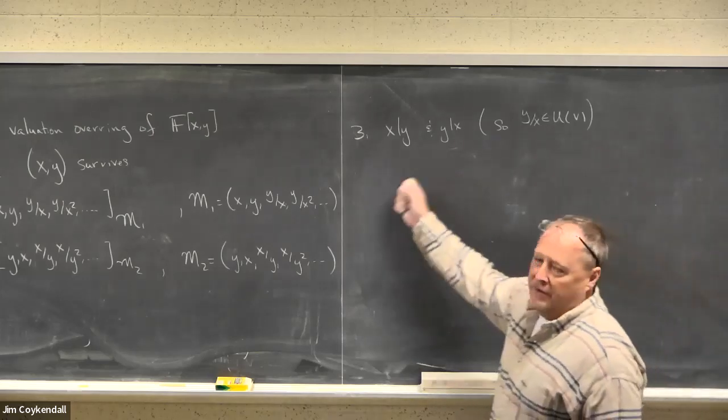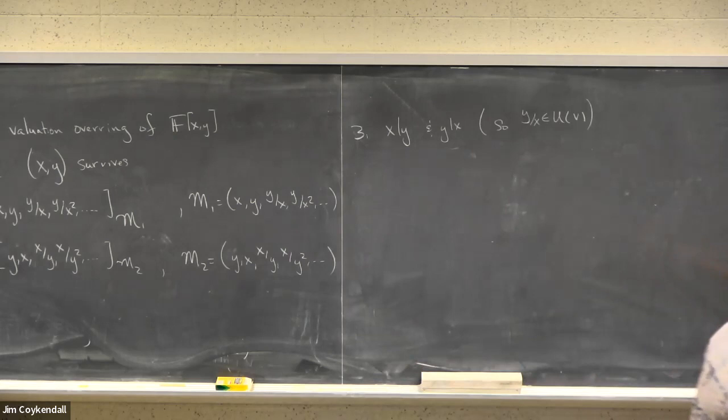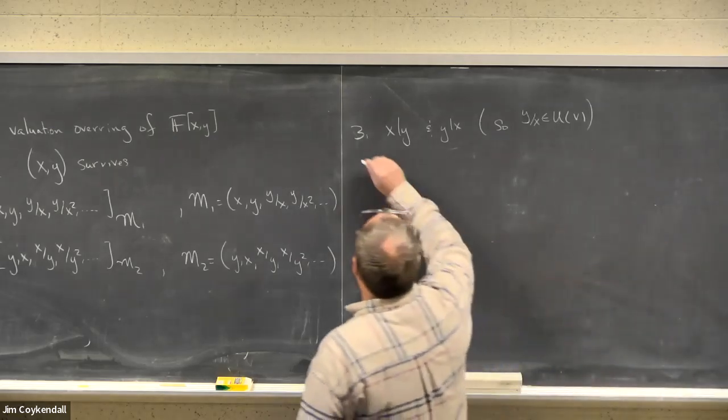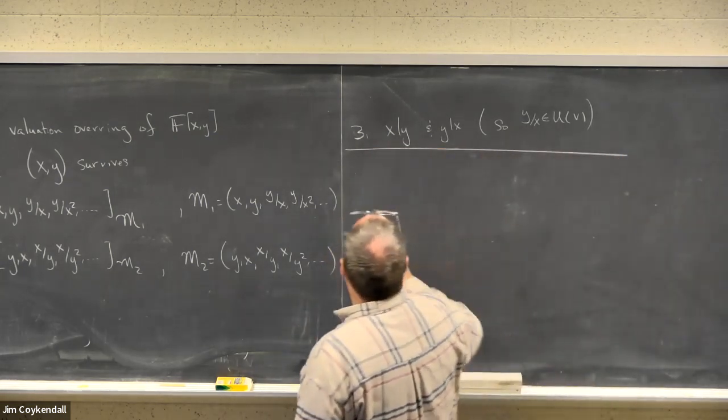In none of these cases are these valuations a localization, right? So this is a very strong condition here, that every valuation overring means, in fact, a localization at one of the prime ideals. Let's prove this.